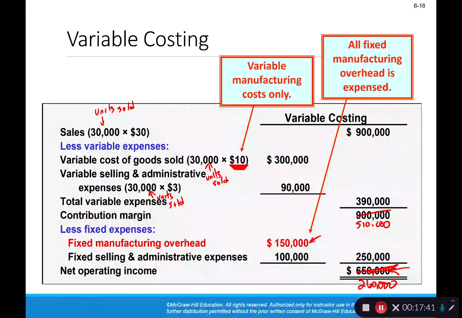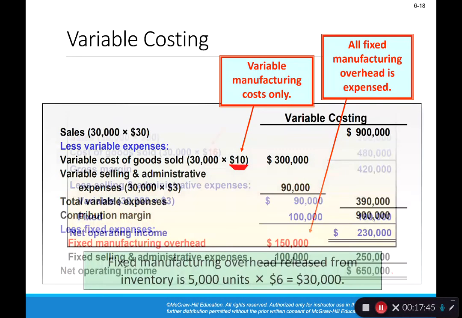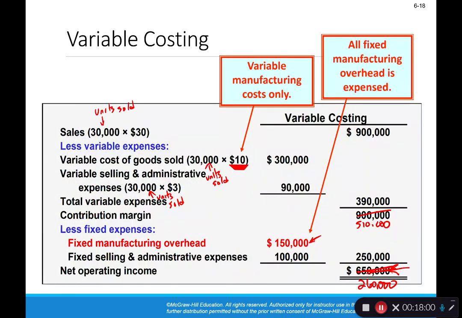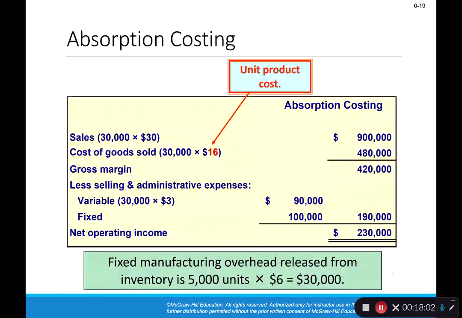So under variable costing, if we have the math correct, net operating income is 260. Under absorption, it's 230. Now, if I'm being honest, the reason I found the error is when I clicked onto this slide and saw 230, I said, whoa, the difference can't be that big. It can't be 650 versus 230. It has to be only $30,000 different. And the reason is that fixed overhead cost that we talked about. So I'll explain more in a second.